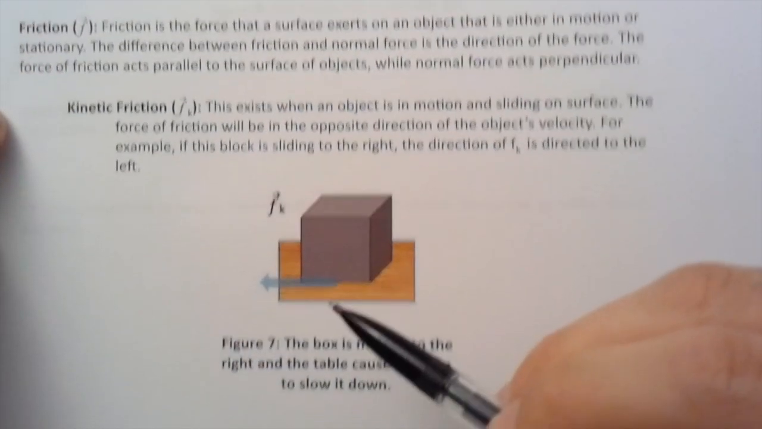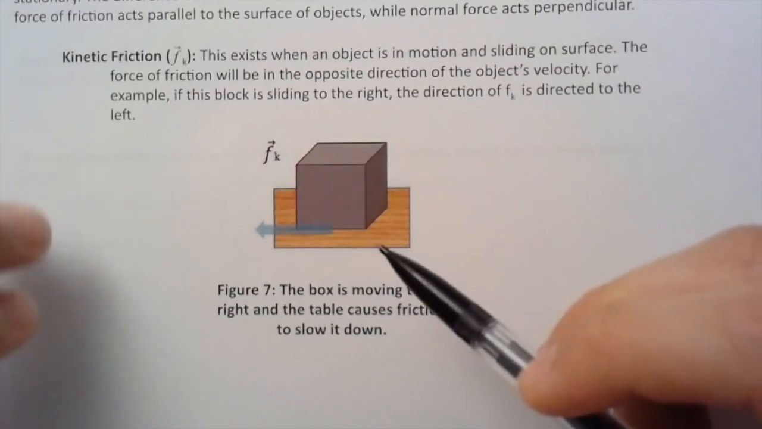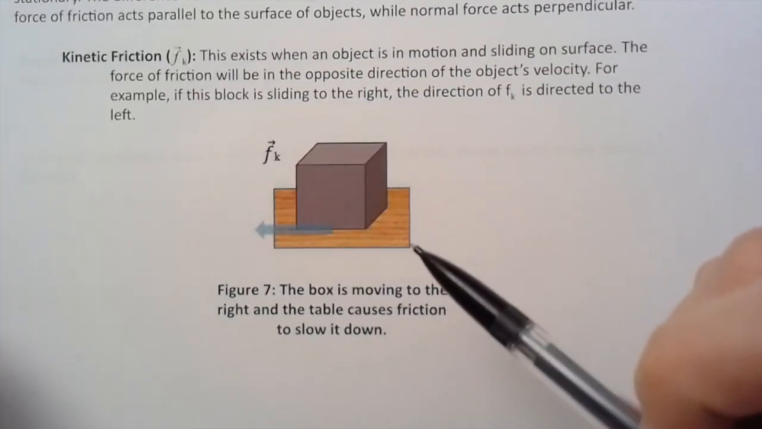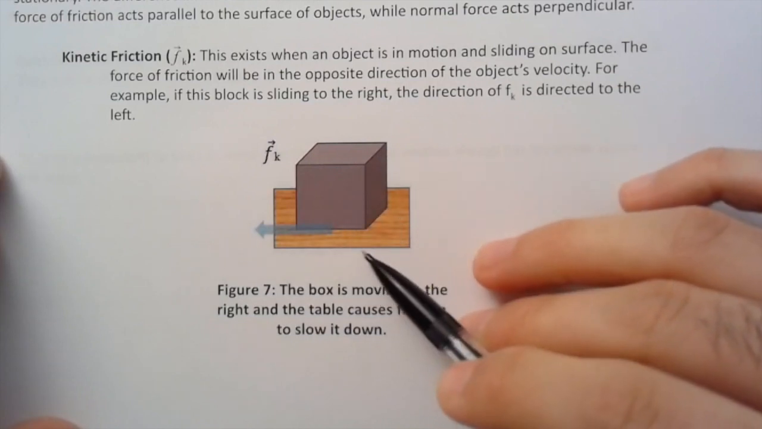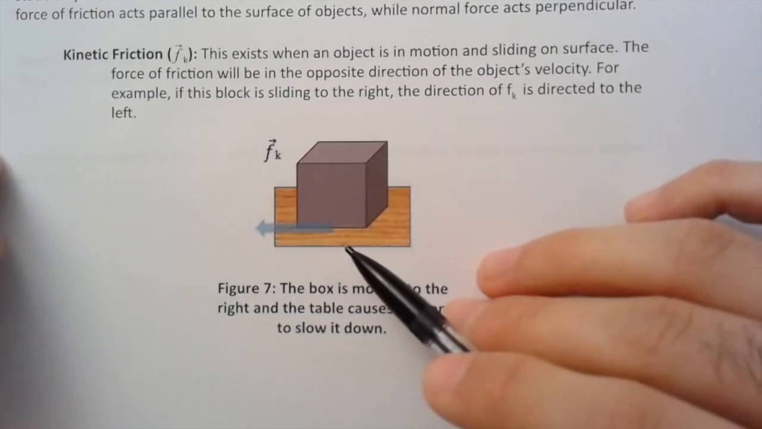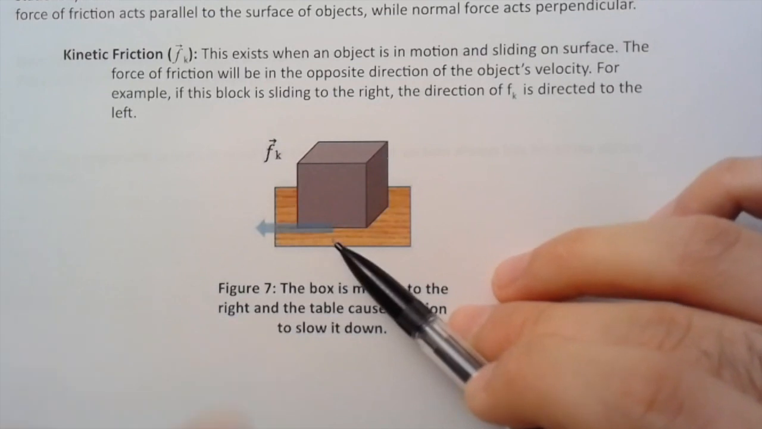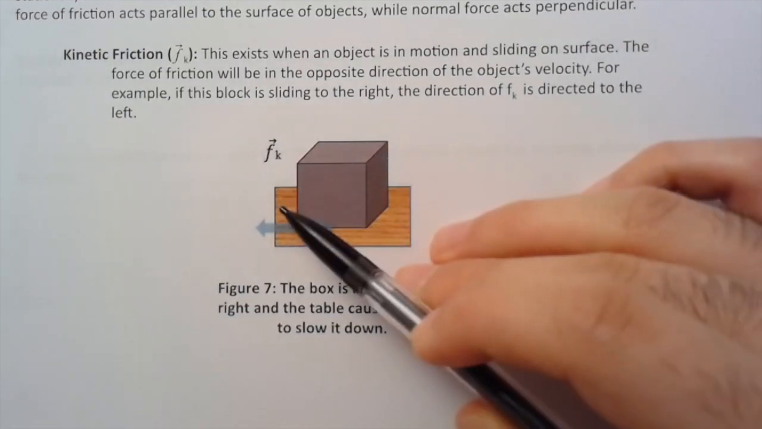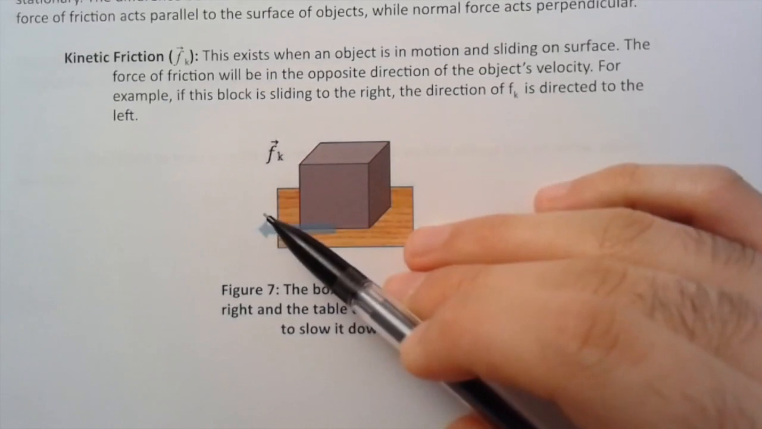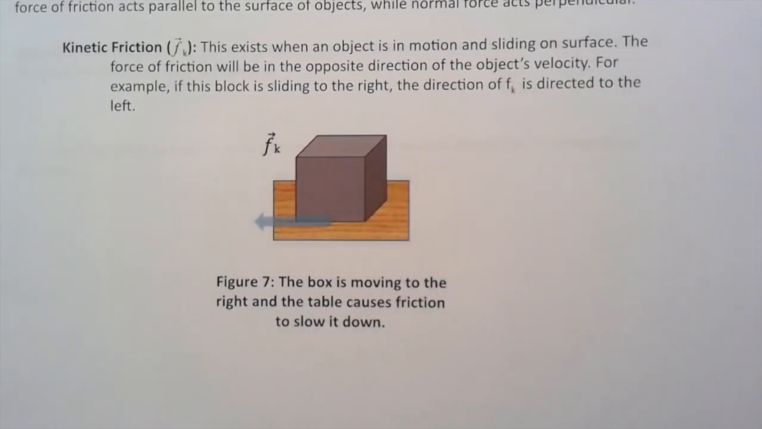So kinetic friction is when an object is moving. For example, in this case, the object is moving to the right, and the wood is what's trying to keep it from moving. So it's applying a force on it in the opposite direction, this way. And that's why it's hard to continue pushing objects on surfaces that have a lot of friction.